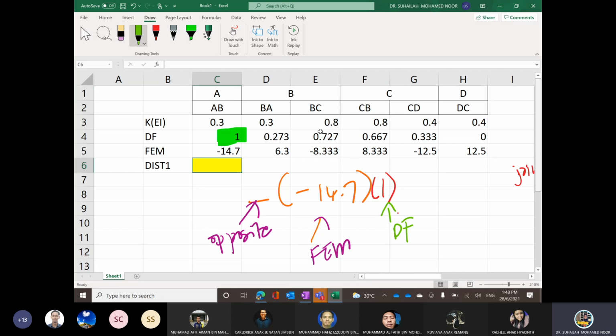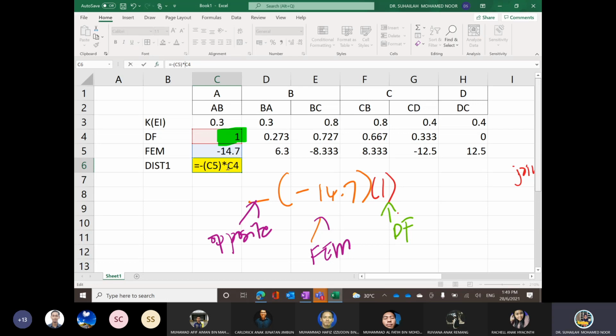So that is why in this column we should put negative. Choose FEM negative 14.7 times with 1. 1 is the factor. I put this sign to lock the distribution factor. Who does not understand at this stage, the process whenever we distribute moment?